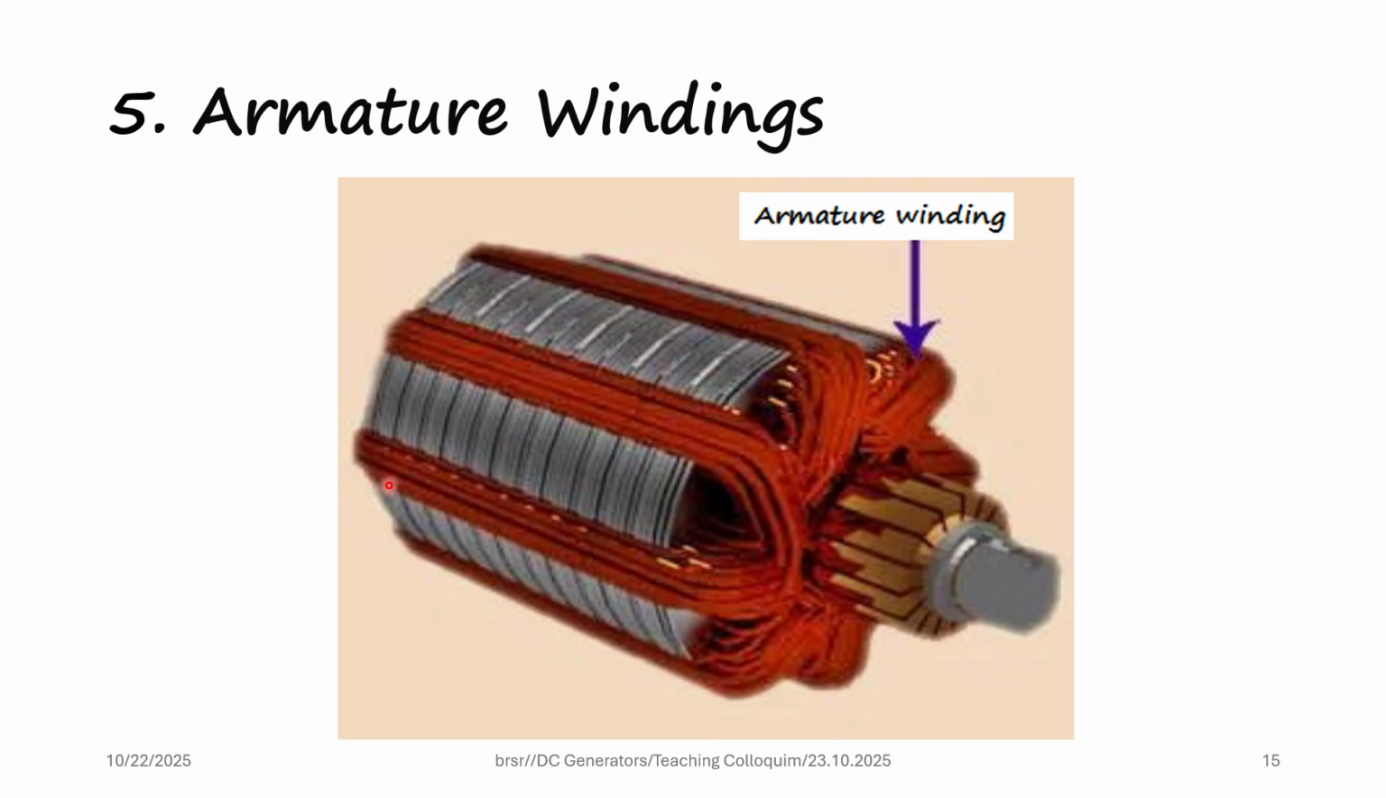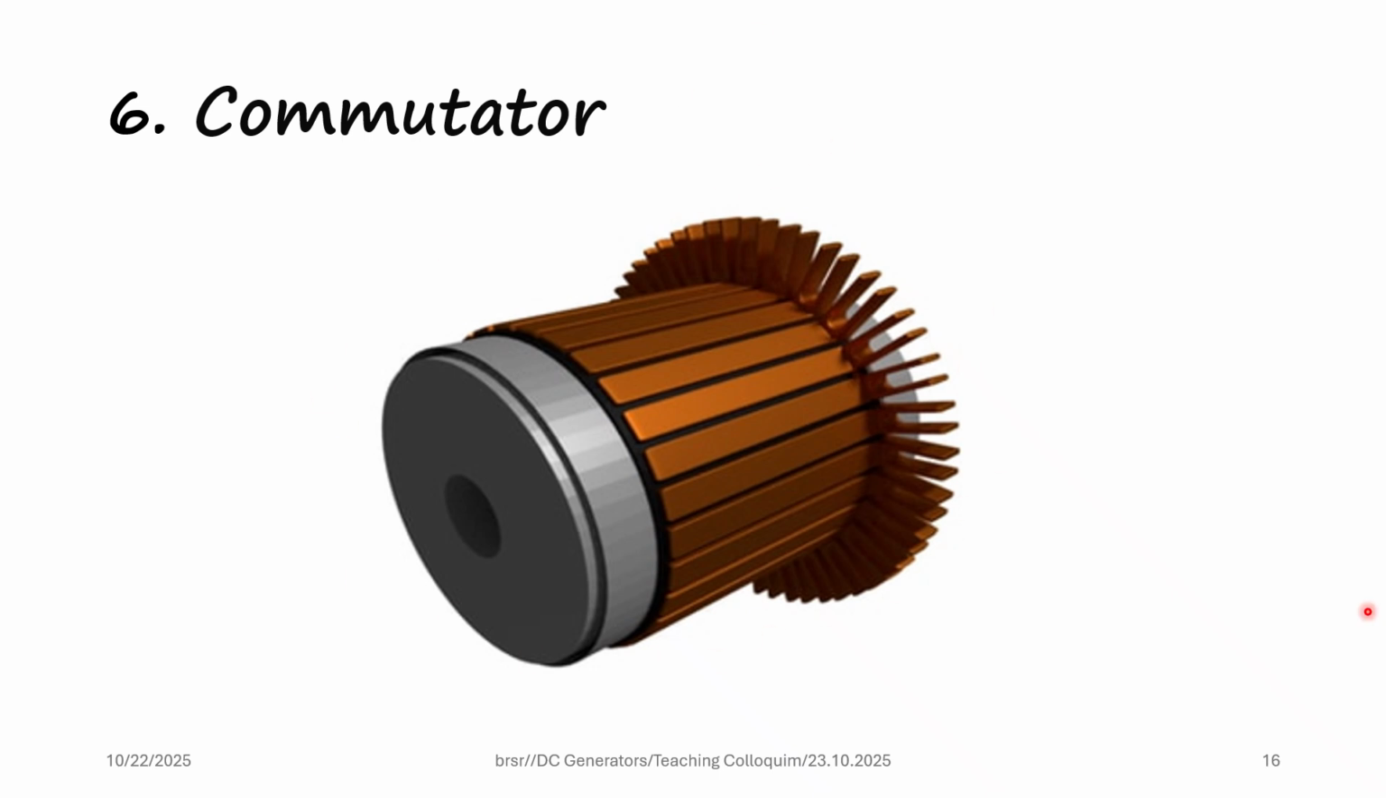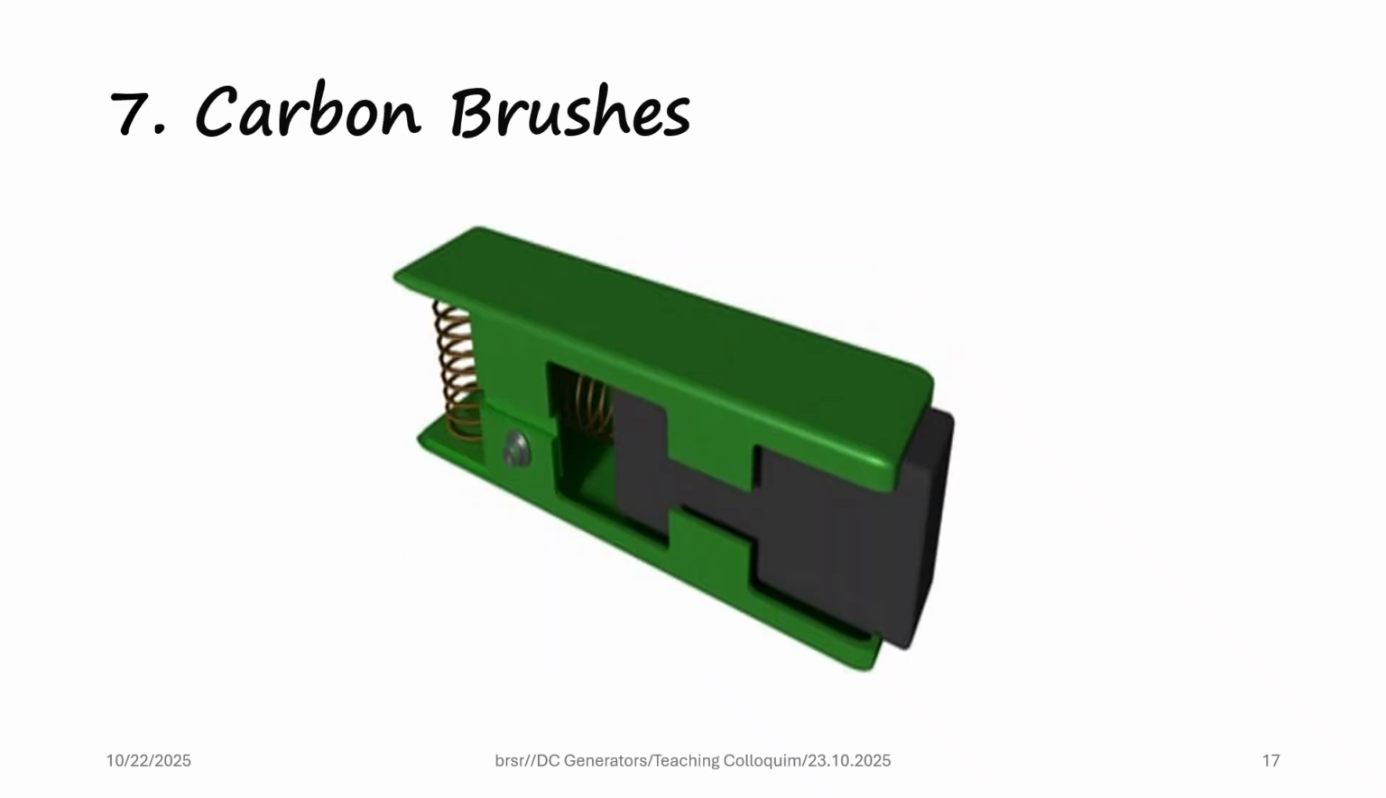This is the armature winding, which is inserted in the slots of the armature core, and this end is called the commutator. The ends of the winding enter into the part called the commutator. This part is the commutator, and the ends of the armature windings are connected to it. Brushes will be kept over this commutator. This is the carbon brush, which is placed over the commutator for the external connection.